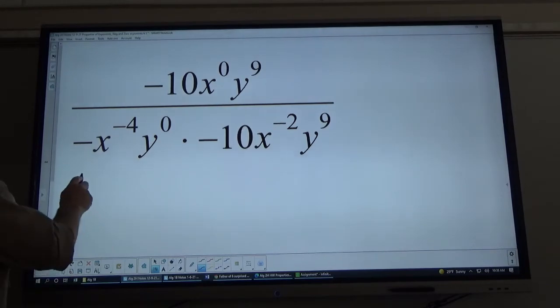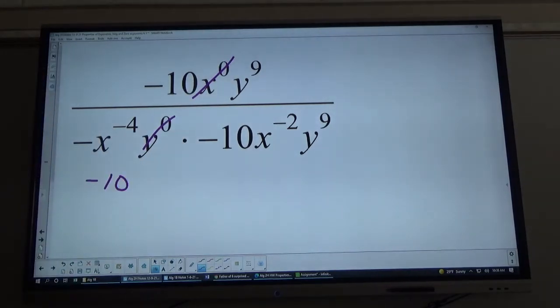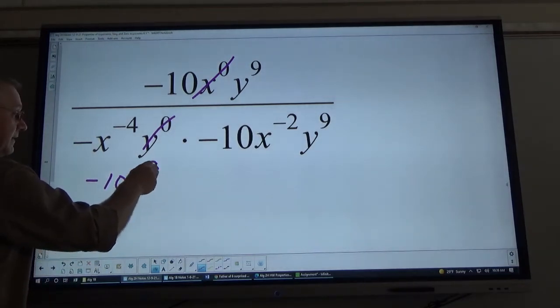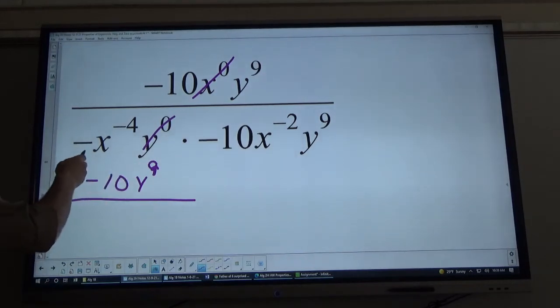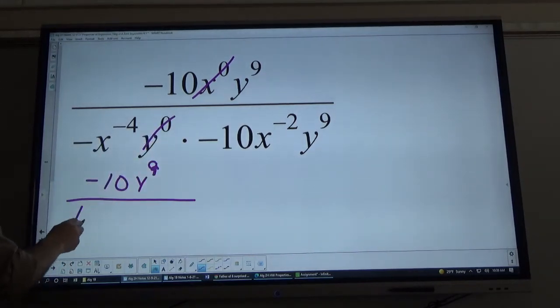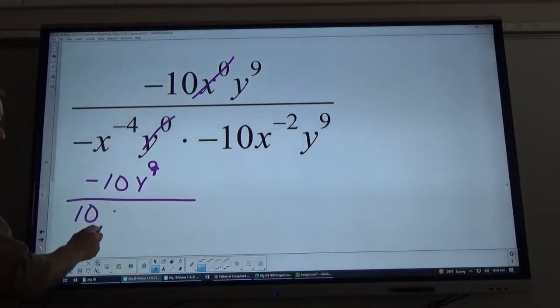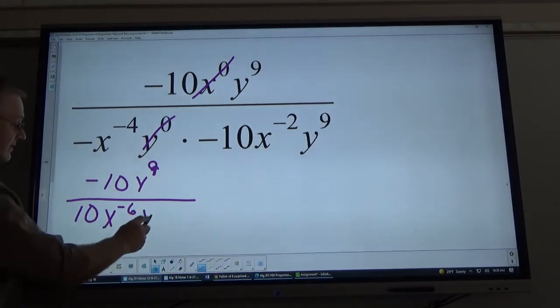All right, so I'm going to say negative 10. I'm going to cross off the things that are to the 0 power. I've got y to the 9 on top. I'm going to multiply the bottom together. Negative 1 times negative 10 is 10. X to the negative 4, x to the negative 2, that makes x to the negative 6. And then y to the 9.